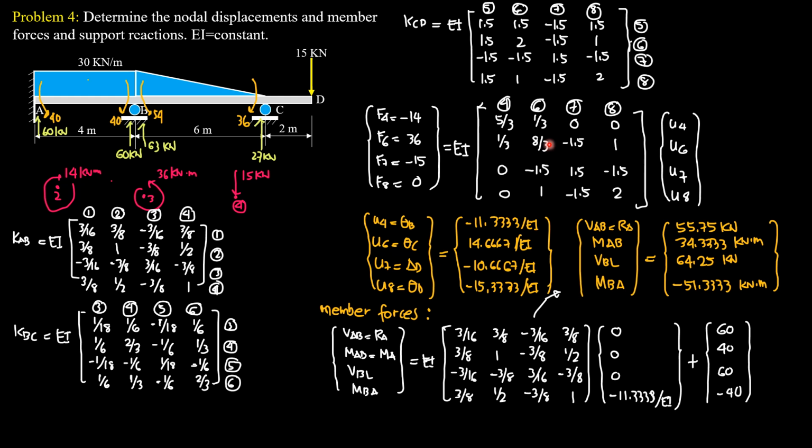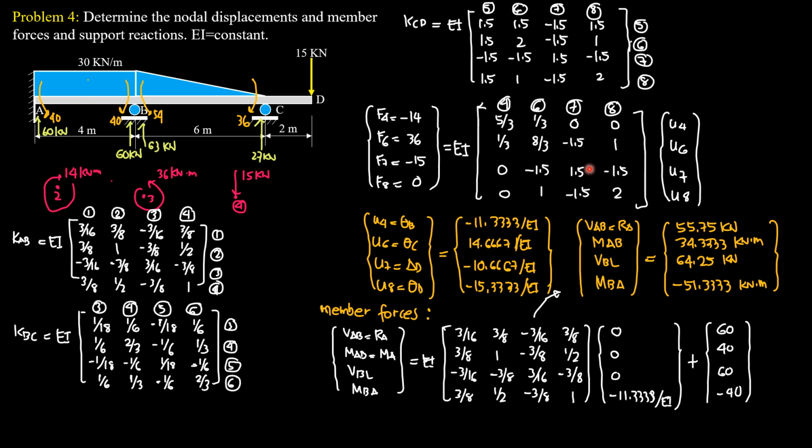Then this is 6, 6. We have 2/3 here plus 2, 2/3 plus 2 is 8/3. Then 6, 7, row 6, column 7, negative 1.5. That's why we have negative 1.5. 6, 8 is 1, so we have 1 here. Then copy negative 1.5, copy 1.